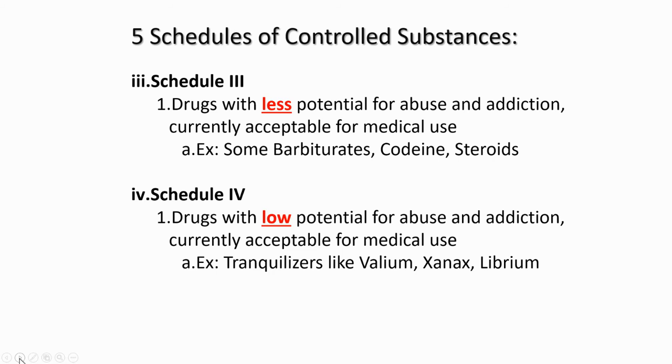Schedule 4: drugs with low potential for abuse and addiction, currently acceptable for medical use. That'd be tranquilizers like Valium. That's good for seizures. People use it for anxiety attacks. There's Xanax, Librium. And so, yeah, they're accepted for medical use, and they're saying they have a lower potential for abuse and addiction.